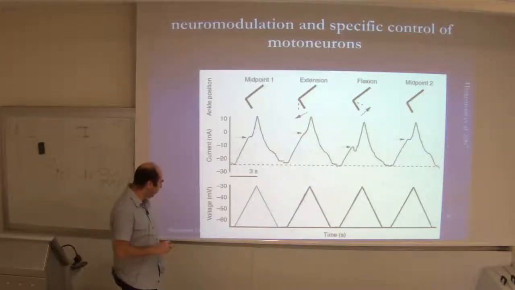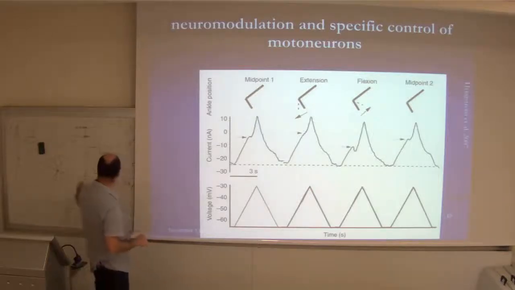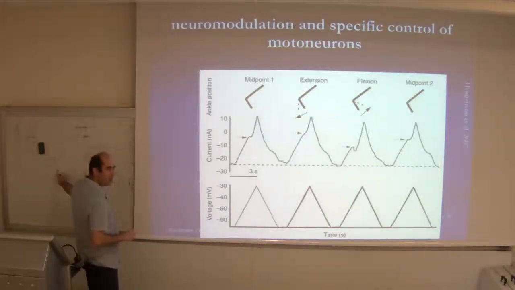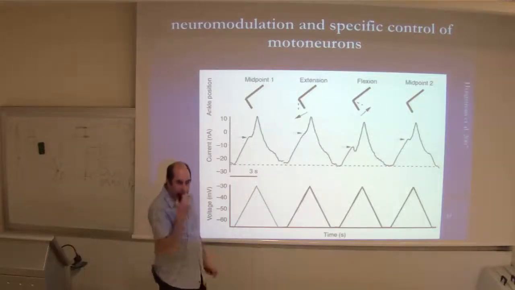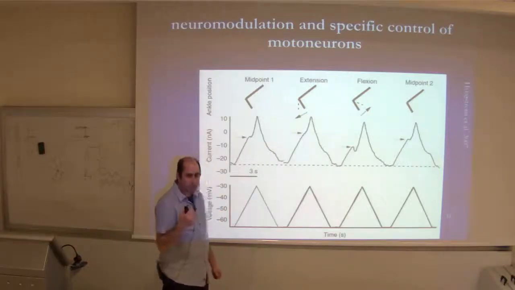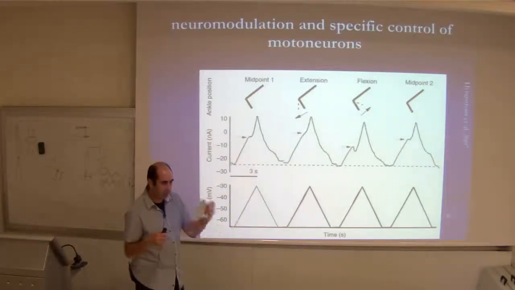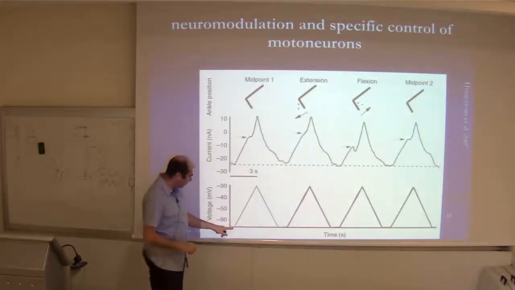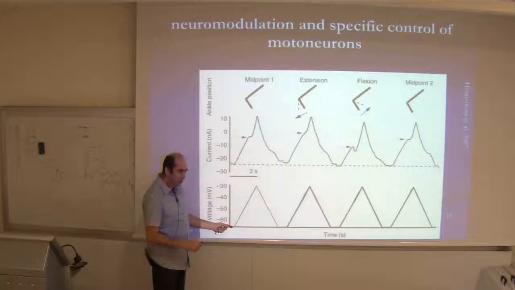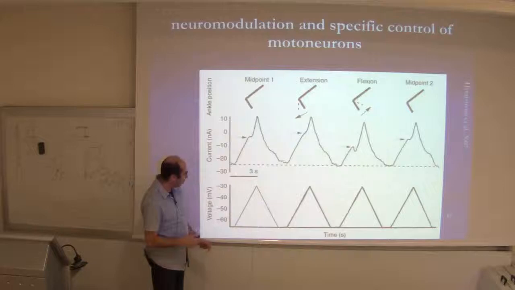What you do here is a trick that is the following. You use the electrode. We're still in the same situation: we have an electrode in the cell. Right now we're not going to stimulate the nerve with an extracellular electrode. We're going to stimulate the nerve by just moving the ankle. And at the same time, we use the electrode in the cell to change the membrane potential of the cell. Note that this time is long, about 3 seconds.